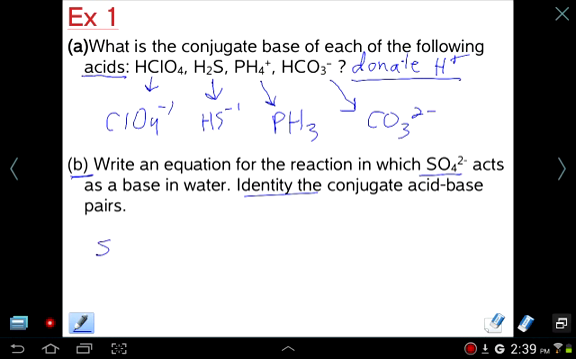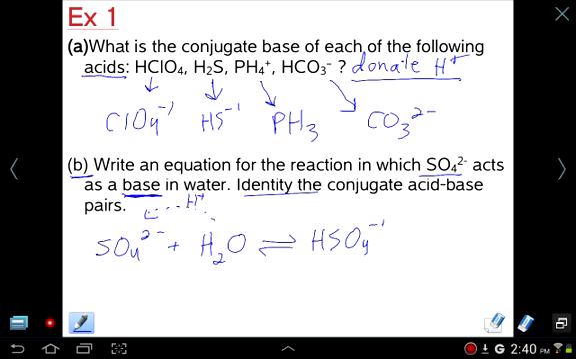So SO4, the sulfate anion, will be reacting with water in an equilibrium system. Because we're told that SO4 2- is a base, we know that bases will accept protons, which means there'll be a proton that comes from water to SO4, and as it accepts it, it becomes HSO4 -1. Notice the charge changed because we added a positive. And what's left over, we lost from water an H+, and we've got ourselves OH- left over. So this would be the reaction completed.